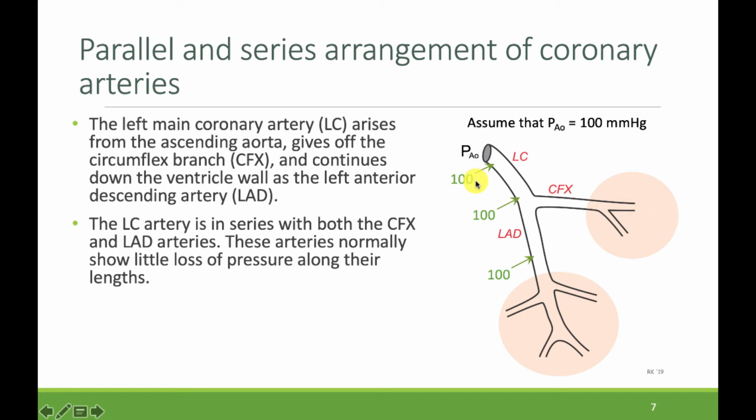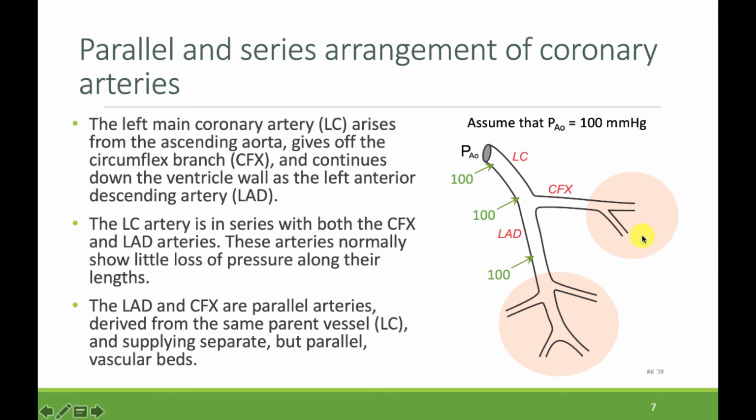So to keep things simple, I'm just going to say that the mean arterial pressure in the left coronary artery is around 100 as it comes off the aorta. And even down to the point where it begins to branch into the circumflex and the LAD, the pressure would still be about 100. And further on down the LAD, or even out here on the circumflex, it would still be about 100 millimeters of mercury because the pressure drop is very, very small.